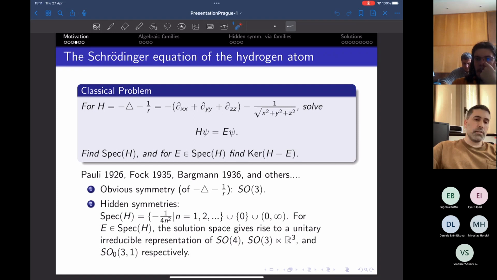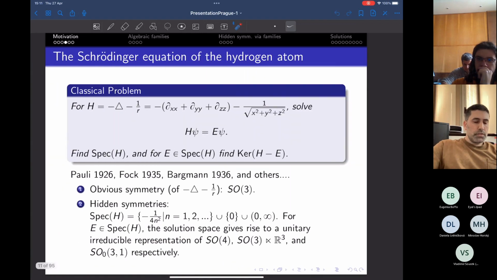Some involve more sophisticated things in analysis. But in any case, you can express it in terms of representation theory. What type of representation is the corresponding solution space?